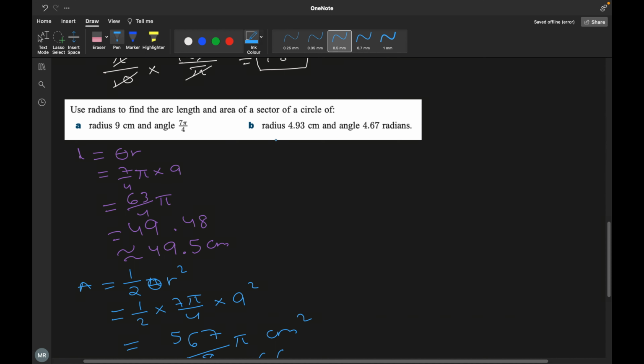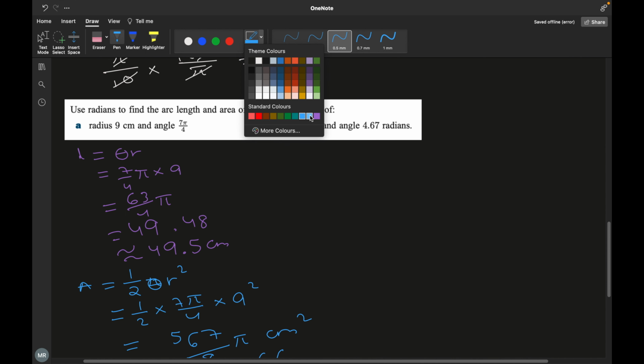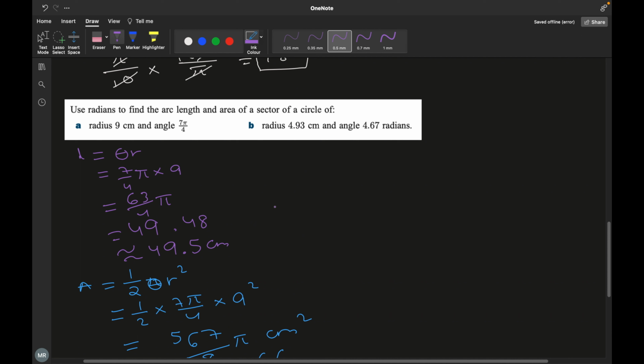Now let's do the next one. It has a radius of 4.93 and an angle of 4.67 radians. So L is theta r. So 4.93 into 4.67, which is 23.0231. We'll just write 23.0 cm.